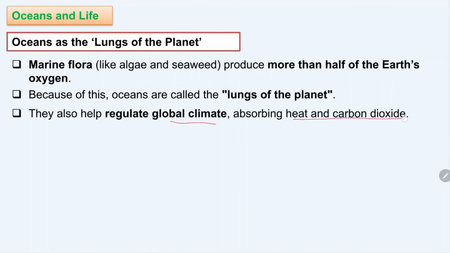They also help regulate global climate, absorbing heat and carbon dioxide. We produce carbon dioxide and we inhale oxygen, isn't it? They are the ones who regulate the global climate, and they absorb the excess heat and the carbon dioxide. Carbon dioxide is also heat, isn't it? And as we have cut down so many trees around the world, what happened? There is global warming, isn't it? The climatic condition is becoming very harsh. During summertime it is very hot, and again during winter it becomes very cold. So we need to take action on this also.